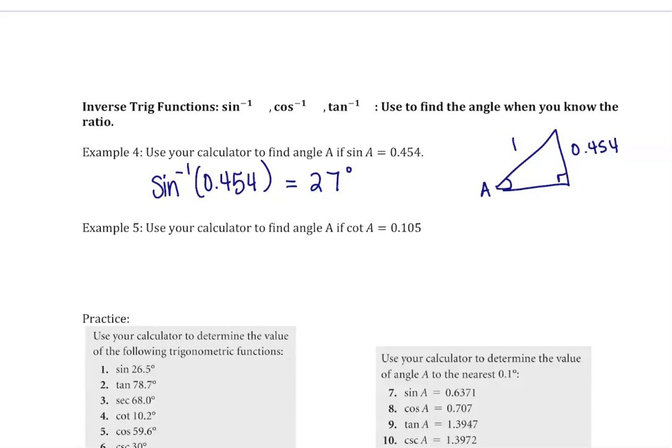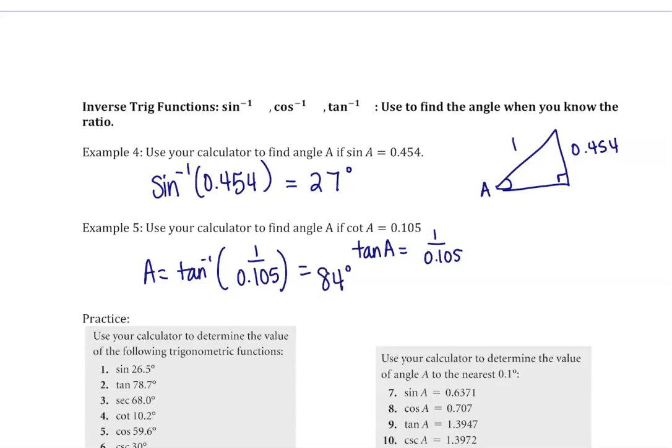Now, if we had something like where we had cotangent, remember we don't have a cotangent button on our calculator. So the first thing you have to do is get the reciprocal. And it won't be a fraction, so the easiest thing to do is just to do 1 over 0.105. And now to find your inverse here, A is going to equal the inverse tangent of this reciprocal. So we do inverse tangent, 1 divided by 0.105, and we're looking at an 84-degree angle.